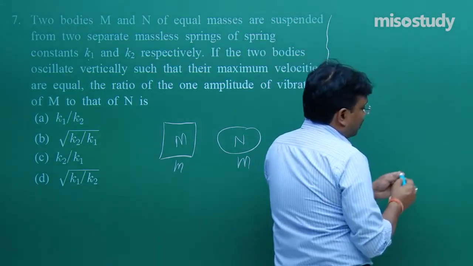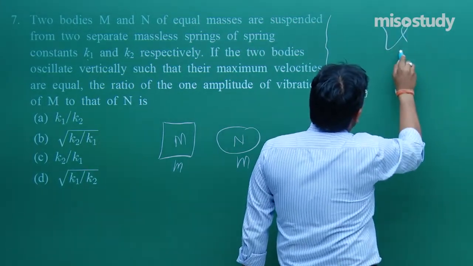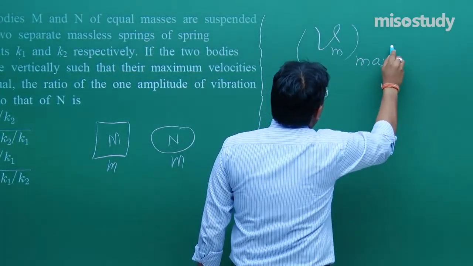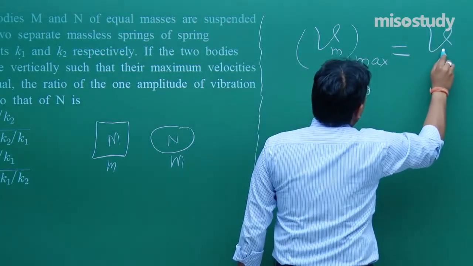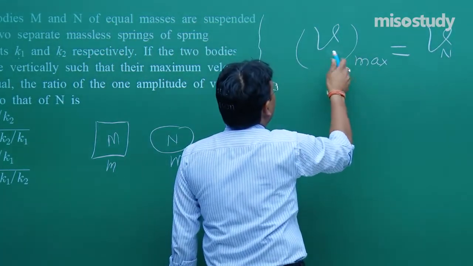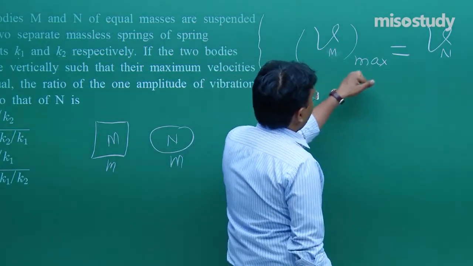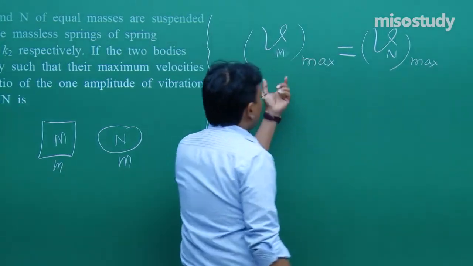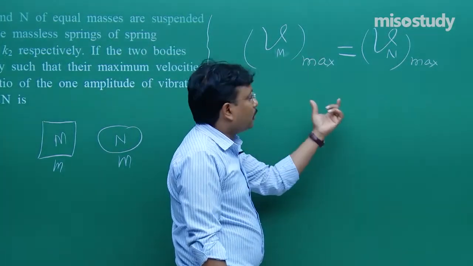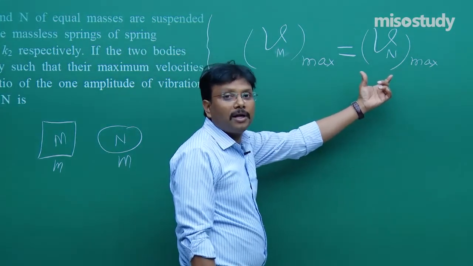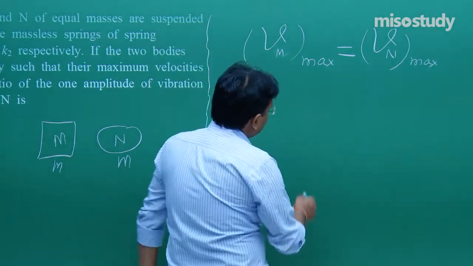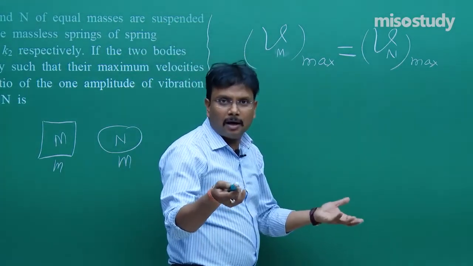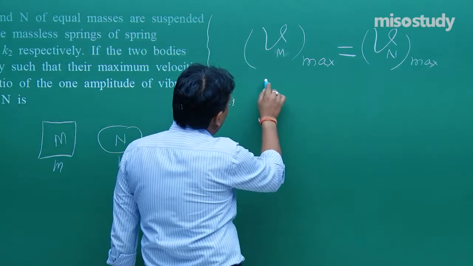So let's imagine this situation. V_M max is equal to V_N max, sorry, it should be capital M and capital N. What is the meaning of this? The maximum velocity of body M is equal to the maximum velocity of body N. Now, you know the value of maximum velocity, I just told you, A omega. Let's write it down.